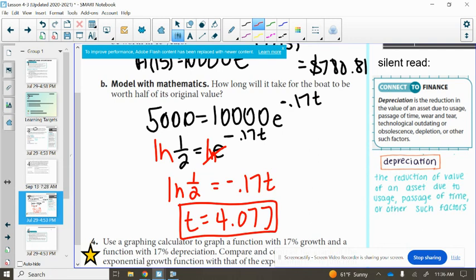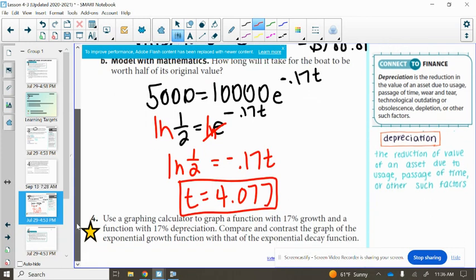And we will see much more with these exponential decays and whatnot.